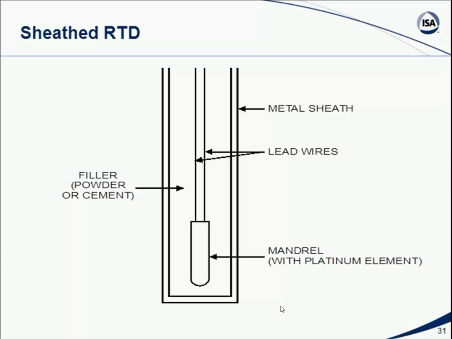So we usually put these things inside of some type of a metal probe, quite often stainless steel, and then the RTD itself is supported and structurally reinforced by having that probe filled with something. It could be filled with powder or cement. It could even be filled with some type of liquid gel. The important point is that this is to provide mechanical protection of the RTD.